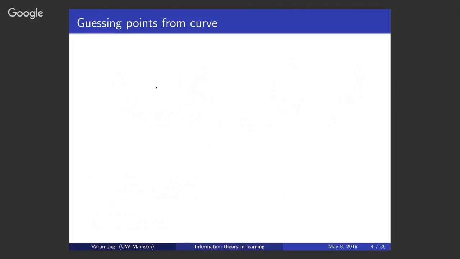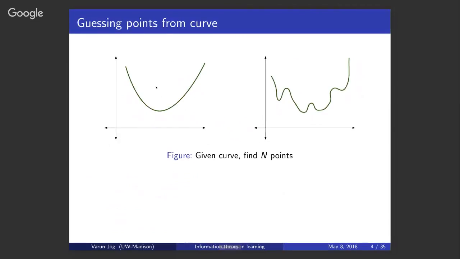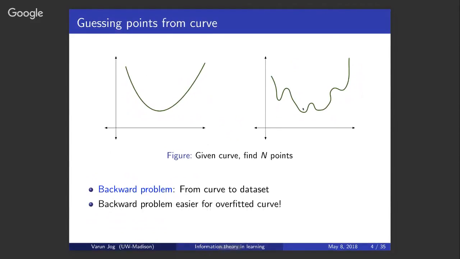Now I want to describe the reverse problem, which is that you are given the curve, and now your job is to guess the points from the curve. Here are the same two curves from the previous slide. On the left, we have this nice quadratic. On the right, we have the wiggly curve, and that's what we are trying to solve: given the curve, find the endpoints. This is what I call the backward problem, and you can see that it's much easier to solve this problem for the curve on the right than it is for the curve on the left.